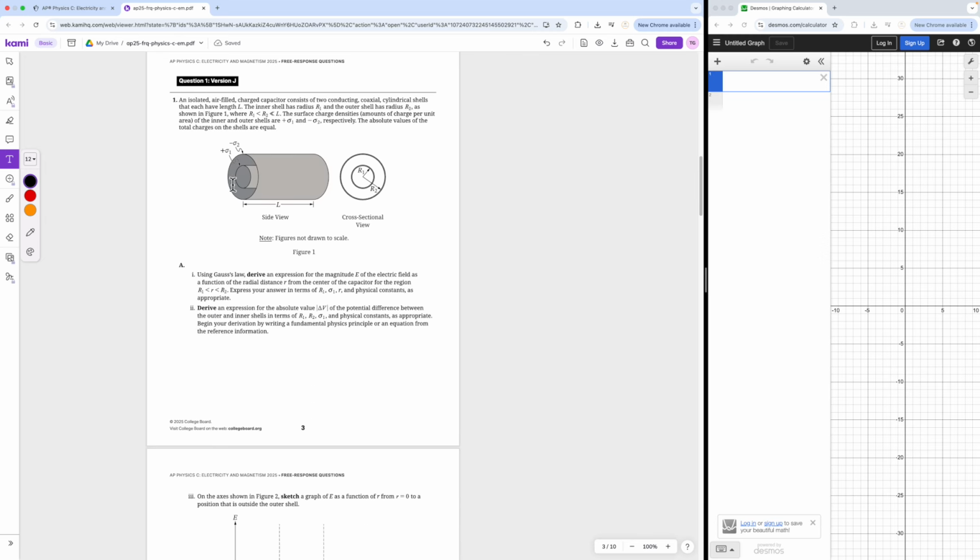So here we have two coaxial cylindrical shells and they're both conducting. And we know that the absolute value of the total charges on the shells are equal. The inside has a positive, the outside has a negative charge. So let's start with part A, section I.